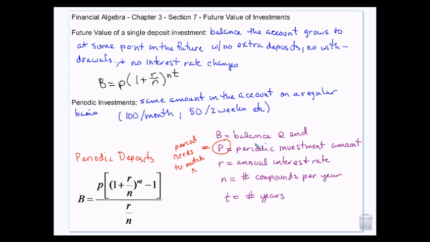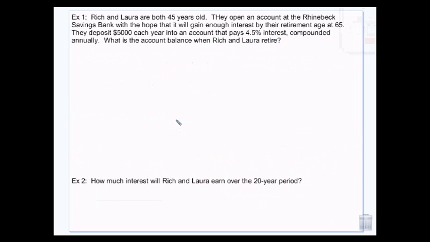This is the next example, and I think we'll get it. Rich and Laura are 45 years old, and they open an account, and they hope to gain enough money to retire at age 65. They're going to deposit $5,000 a year into that account. Interest is 4.5%, and they're compounding annually.